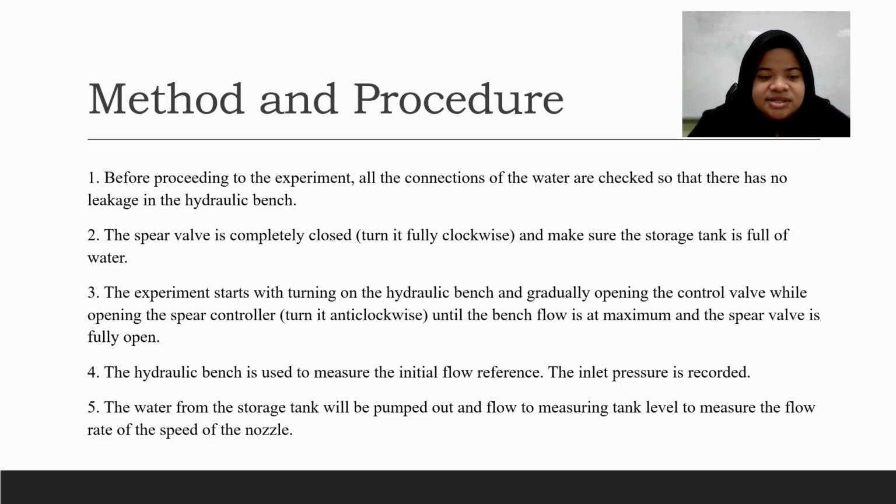The experiment starts with turning on the hydraulic bench and gradually opening the control valve while opening the speed controller until the bench flow is at the maximum and the spray valve is fully open. The hydraulic bench is used to measure the initial flow reference. The inlet pressure is recorded. The water from the storage tank will be pumped out to measure the tank level and the rate of the speed of the nozzle.